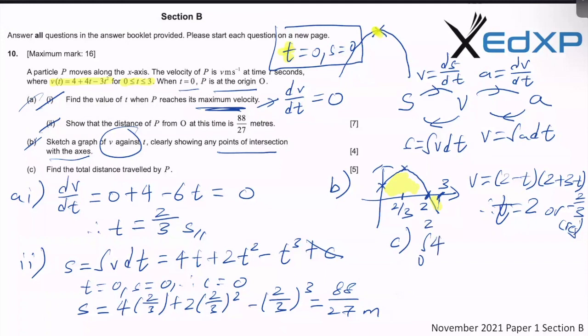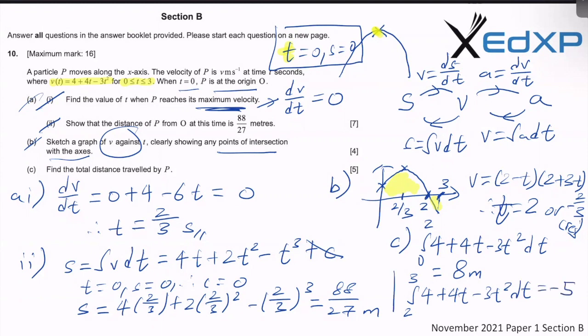Okay, for our velocity equation, 4 plus 4t minus 3t squared, delta t, and this will give me, by hand without calculator, 8 meters. We also want to add the distance traveled between 2 and 3 seconds for the velocity equation. So we get the area under the graph, and this will give me -5. We must take the absolute value of this, otherwise we'll be calculating displacement. But since we want distance traveled, we just add 8 plus 5, we get 13 meters.